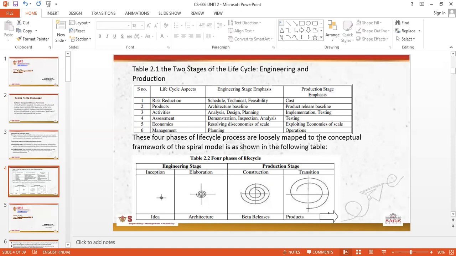These four phases of the life cycle process are mostly marked with the conceptual framework of the spiral model. In the engineering stage, the idea comes in the inception phase. That idea is explored in the elaboration phase, then come the construction and transition phases.